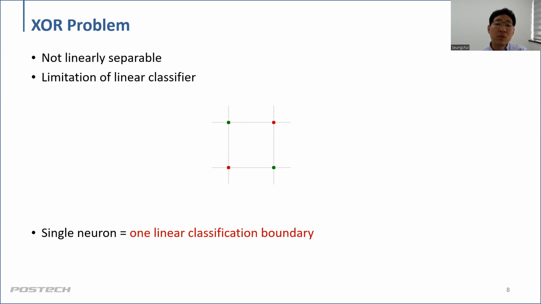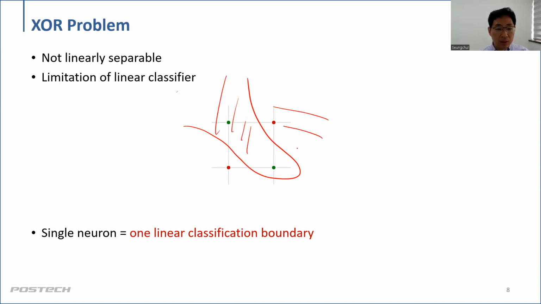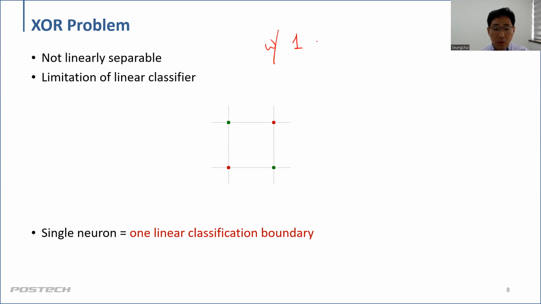Since these data points are not linearly separable, we have to think about a nonlinear classifier. So like that, it's green and red. That's one way we can do it. Or, we cannot classify them with one linear classifier.